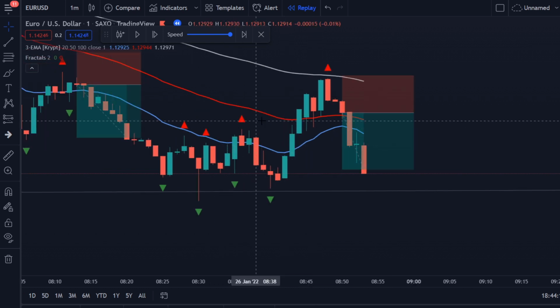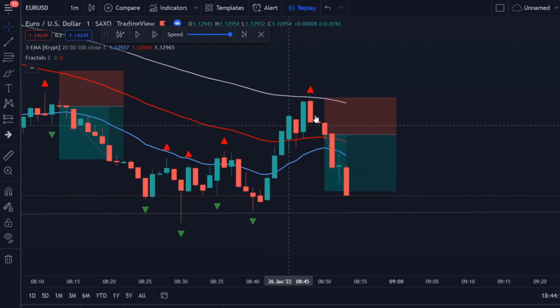So it doesn't matter if it crossed the 50 exponential moving average, as long as the price didn't cross and close above the 100 exponential moving average. If that is the case, we do not take any sell signals anymore.